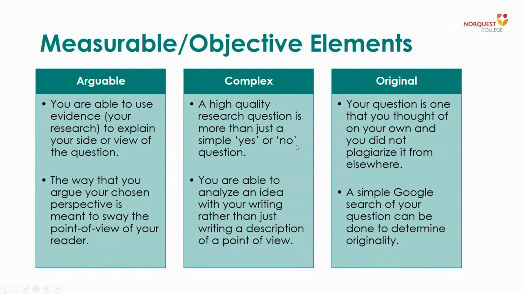Complex. Your research question should be way more than just a yes or no question. Those are informative questions and what we want to avoid. You want to be able to sit down and analyze an idea with your writing rather than just writing a description of a perspective. And original. So going back to academic integrity, your question is one that you sat down and thought of on your own, you worked on it yourself, you didn't just Google it and plagiarize it from elsewhere. If you want to know whether your question is original or not, you can just do a quick Google search of your question and see whether it's original.